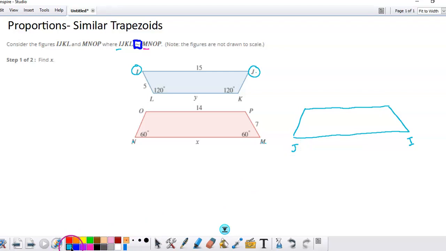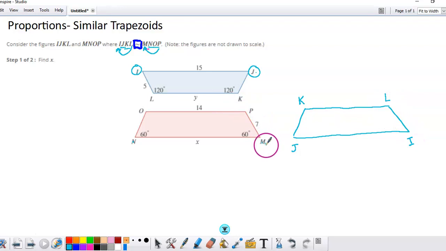We just keep doing this. We move now to the next one. So now we're looking at J to K and N to O. N to O is right here. That means J to K is right there. K to L is the same as O to P. O to P here. So K to L is here. And it even flips the other way. L to I is the same as P to M.